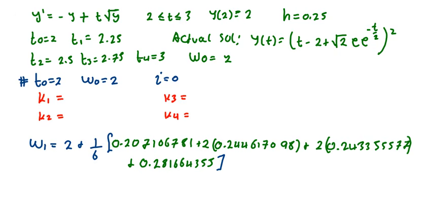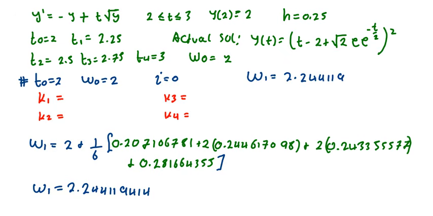So w1 is going to be equals to, if you punch on your calculator, 2.244119414. So this is our approximation. We have determined that our w1 is equals to 2.244119414. Okay, this is what we have as approximation.